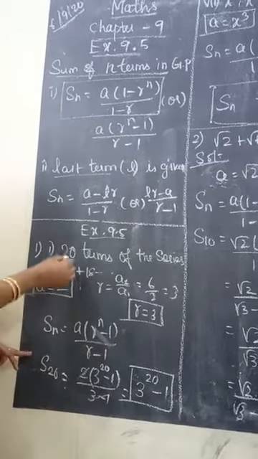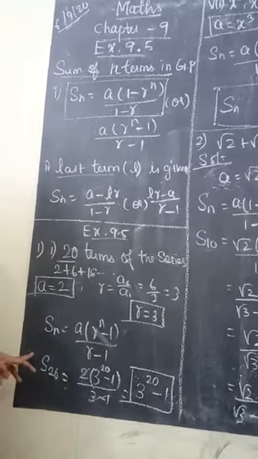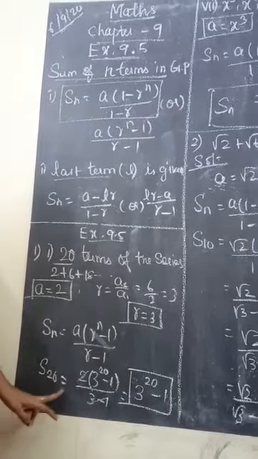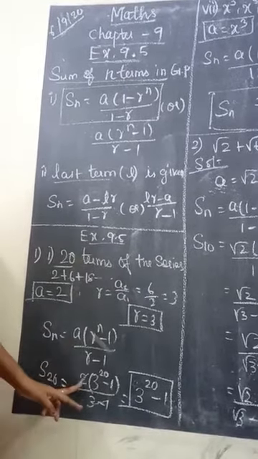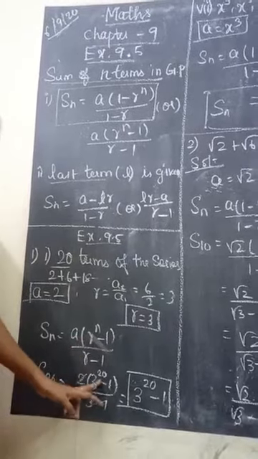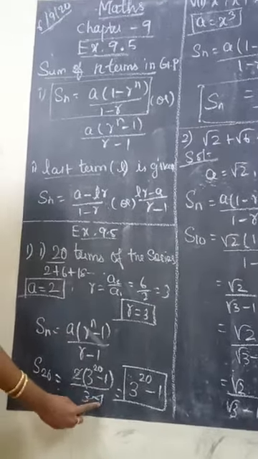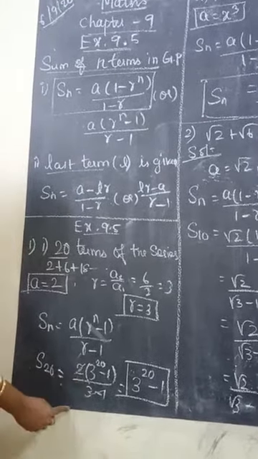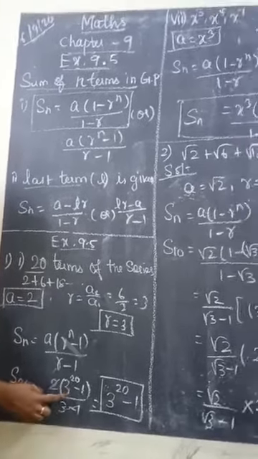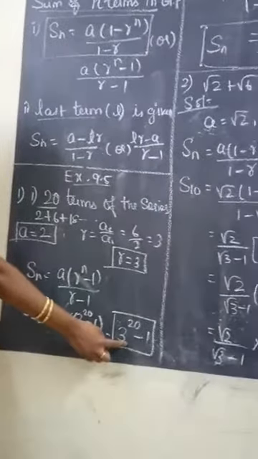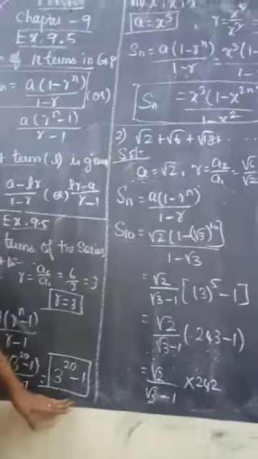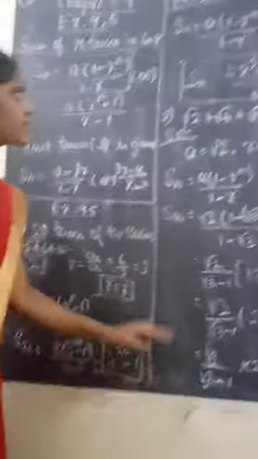Now they asked to find the 20th term, so n equals 20. So S20 equals 2 into 3 power 20 minus 1 by 3 minus 1. Listen children, 3 minus 1 is 2, so numerator 2 and denominator 2 cancel, and you will be getting 3 power 20 minus 1. That is the S20 value. After this we can't simplify it, so just leave it up to this.